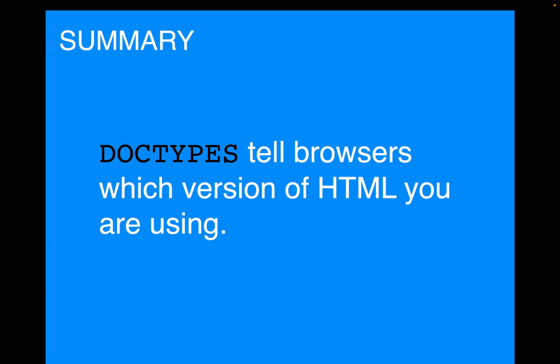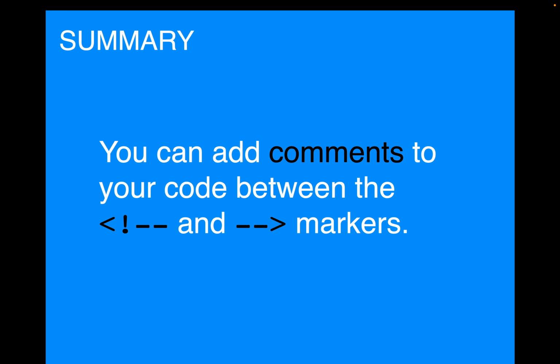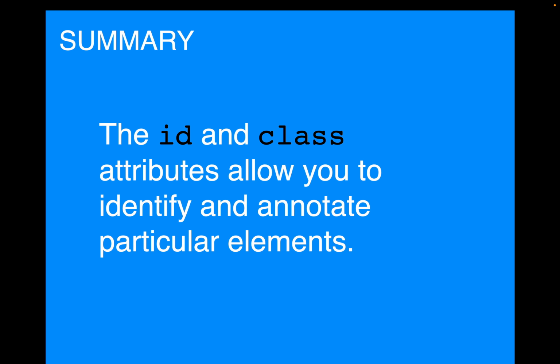All right, so summing this up, doc types tell the browser which version of HTML you use, and these days, every single page should have doc type HTML, which means the modern version of HTML. You can use comments, and that's these symbols, to temporarily hide code or write notes to yourself or other developers. The ID and class attributes let you put a unique identifier or kind of annotate a particular element. And usually we're going to do that so that we can hook onto it from CSS or JavaScript.